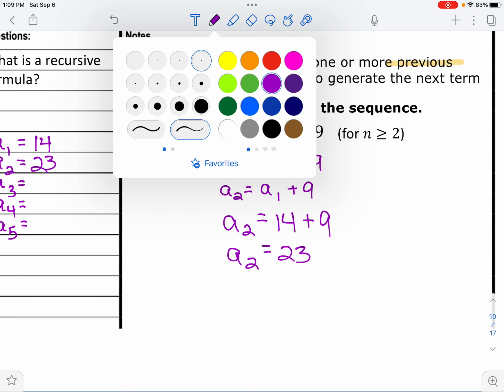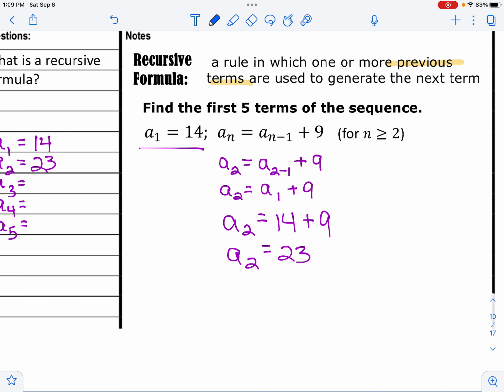Now, if I want to do the next one, which would be a sub 3, right?